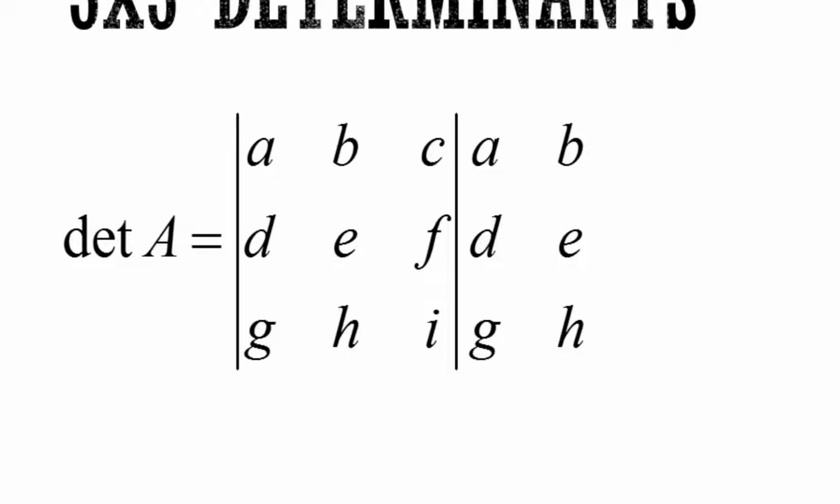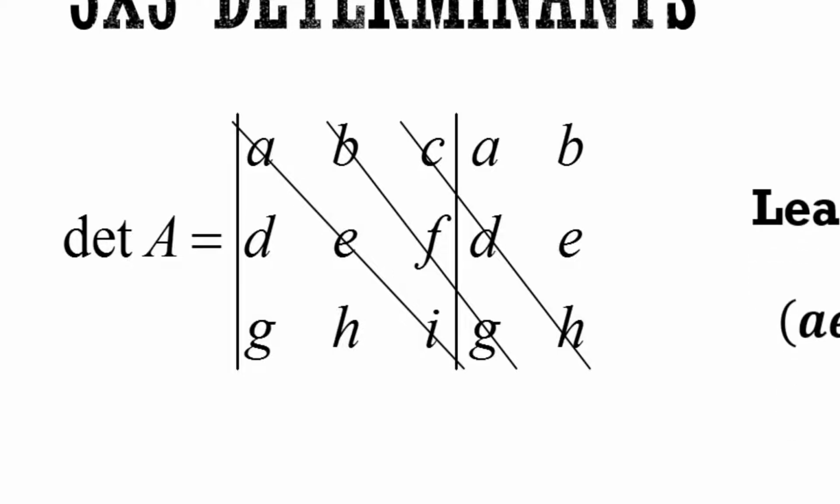Another method shows that you have to repeat the first 2 columns. So A, D, G has been repeated after the line. Then B, E, H has also been repeated. So we find the leading diagonals. One of the leading diagonals is A multiplied by E multiplied by I. The second leading diagonal, B, F, G, we multiply them. Then the third leading diagonal, C, D, H, we multiply them.